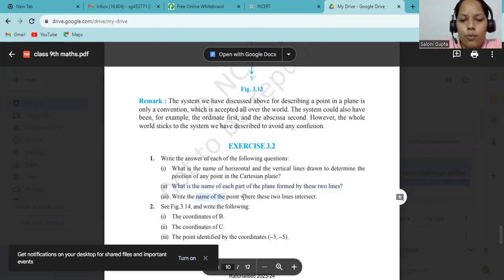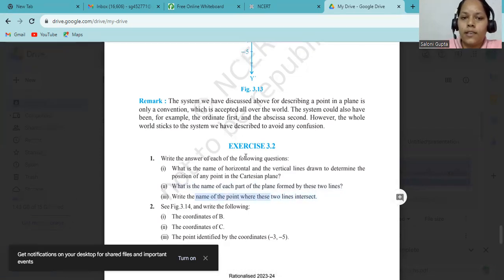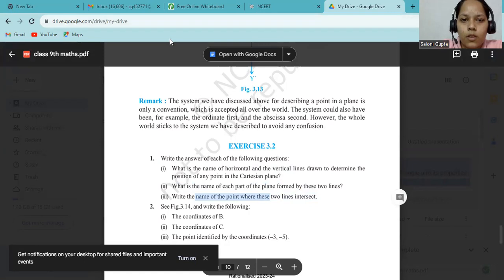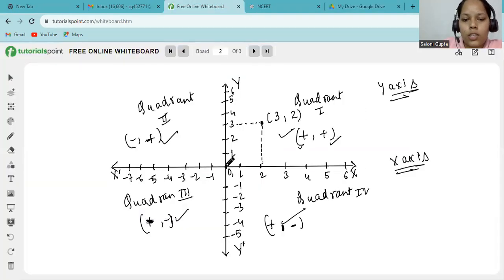Then write the name of the point where these two lines intersect. So here you can see, this point that I told you, this is the origin, and what will be the coordinate of this? This will be called 0, 0. So this is called the origin. And if someone asks you what are the coordinates of this origin, you will write 0, 0. I hope this is clear to everyone.